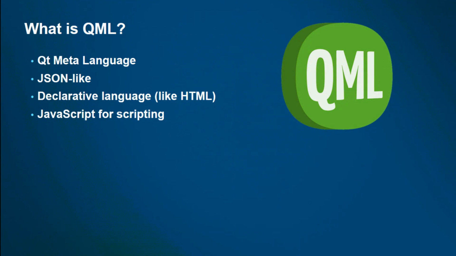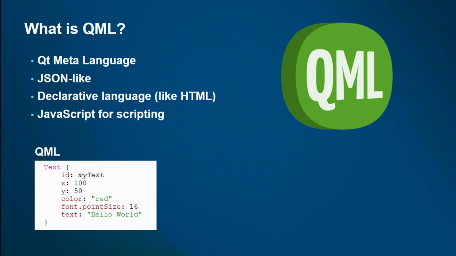So I want to switch gears and talk a little bit about QML. So what exactly is QML? It stands for Qt Meta Language. It's a JSON-like declarative language that defines a user interface as a tree of objects with properties. And JavaScript is actually used in QML as a scripting language.